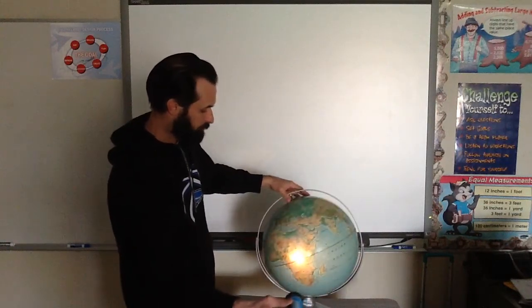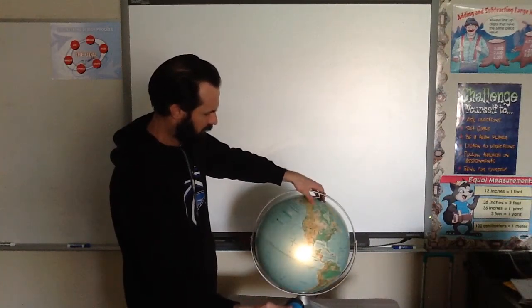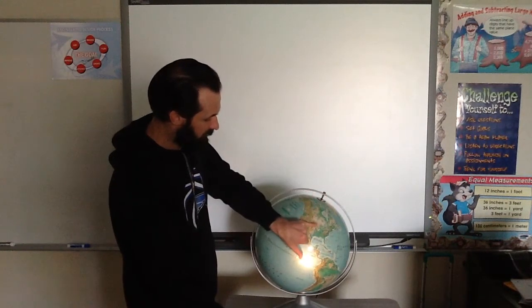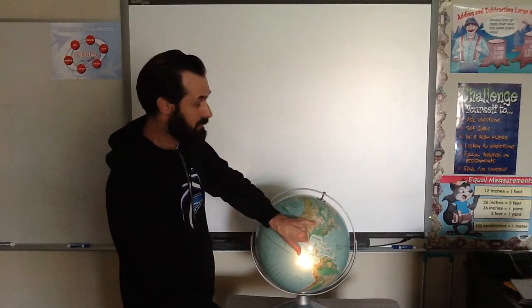In the fall, I think I spun that the wrong way. It should go that way. Yeah, it should go that way. So now we're back pointing at the equator. Again, I didn't move my right hand, and you can see that in the fall, we're not as close to the sun's direct light as we were in the summer.